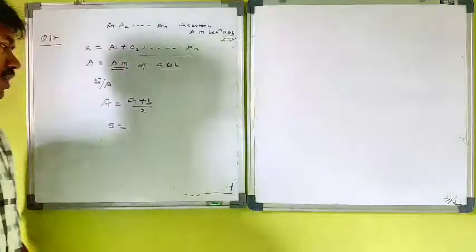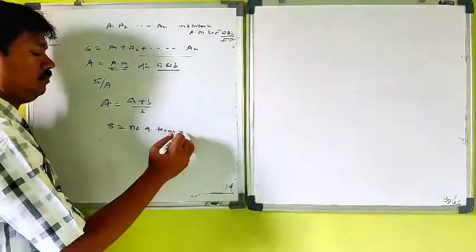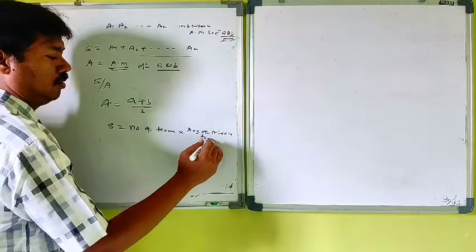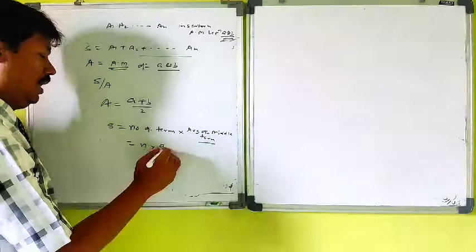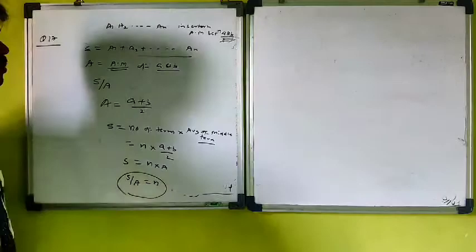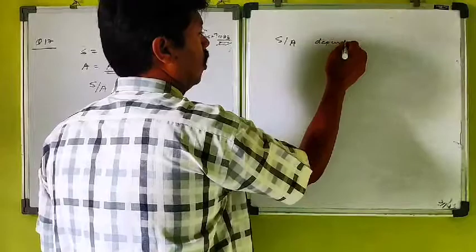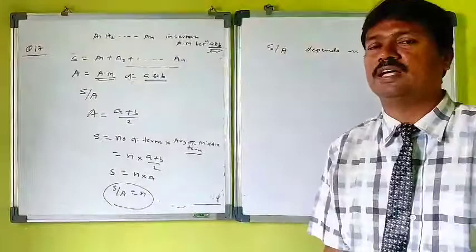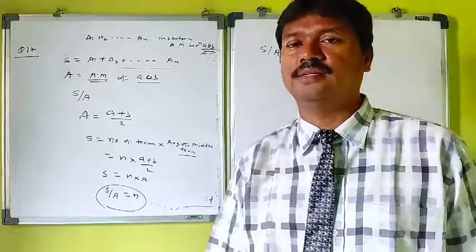So the number of terms into the average of the middle term. That is nothing but the sum of first and last. So it is n into a plus b upon 2. So basically that is nothing but A. So n into A is S. Therefore S upon A is equal to n. So S upon A depends on n, we can say, the number of terms, that's it. Because it depends on how many terms there are, since S upon A is a ratio.